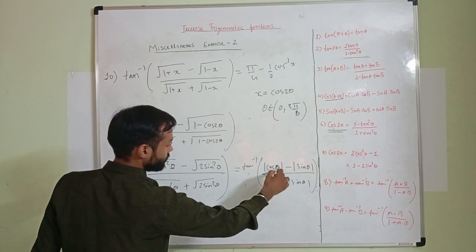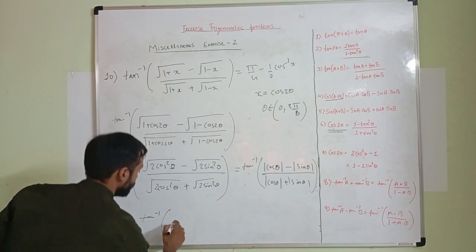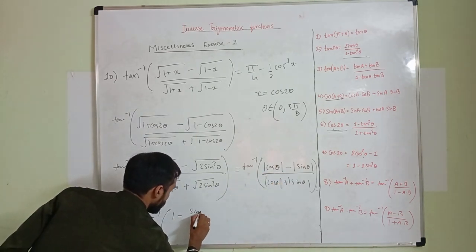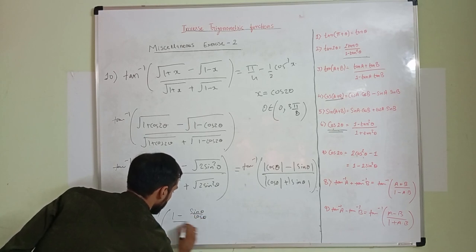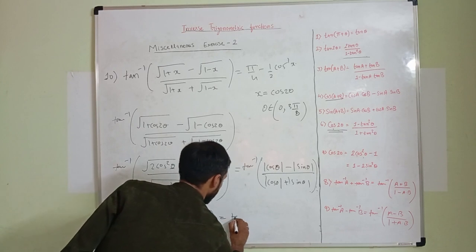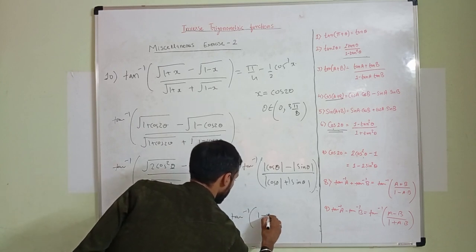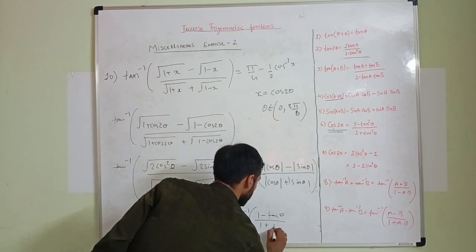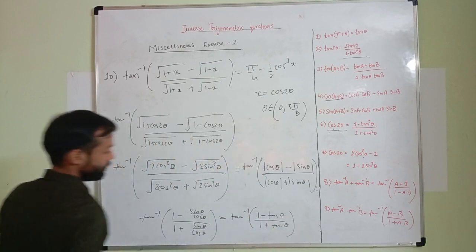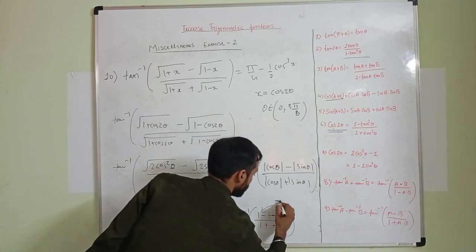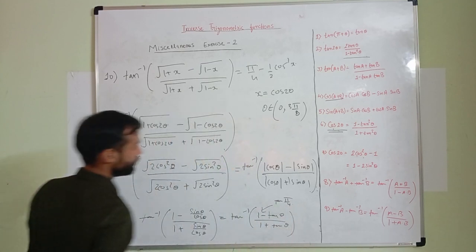Suppose we take cos theta common, so we will get 1 minus sin theta upon cos theta, and 1 plus sin theta upon cos theta. So it is in the form of tan inverse of 1 minus tan theta upon 1 plus tan theta. Now in place of 1, we place the value of tan pi by 4, because tan pi by 4 is equal to 1.